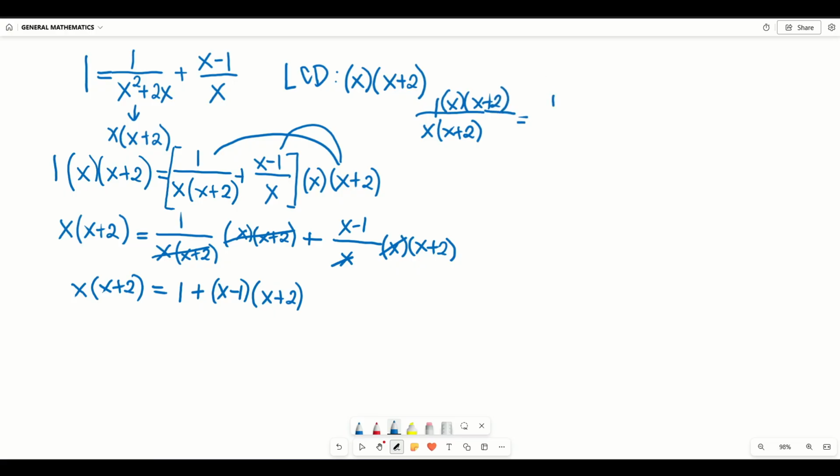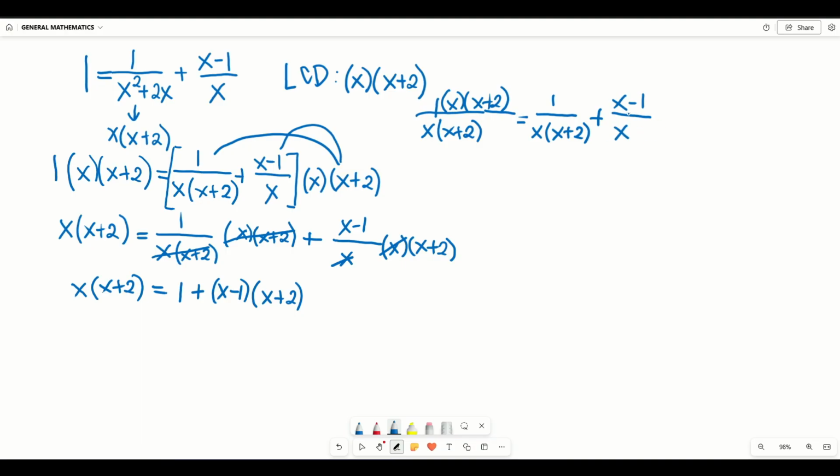Equals 1 over x times x plus 2. So, gusto natin again na the same yung denominator with the LCD. But since parehas na sila, wala ka nang babaguhin dito. And then plus, copy ko yung last term, x minus 1 over x.